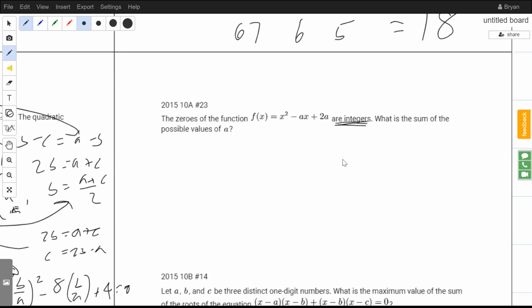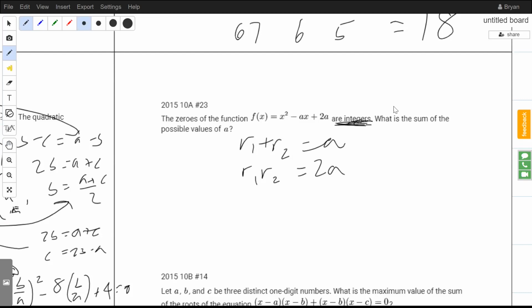Actually, there are multiple things you can do. I actually don't like to use the discriminant method for this problem, because we can use a cooler thing. We know that if these are the roots R1 and R2, they're integers, right? They add to a and they multiply to 2a, right? Am I correct? I probably am. So this is pretty interesting, right?